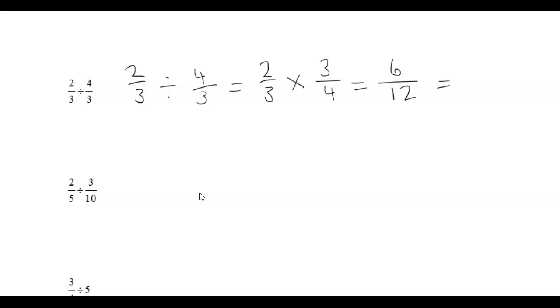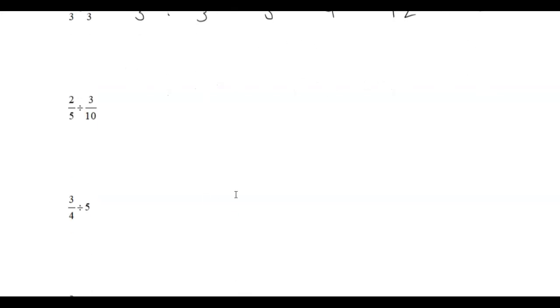And it's a good idea to simplify your fractions if you can. So 6 over 12, we have a half. All right, moving on to the next question. So 2/5 divided by 3/10. So we keep the first fraction, we change the sign, and then we flip the second fraction.